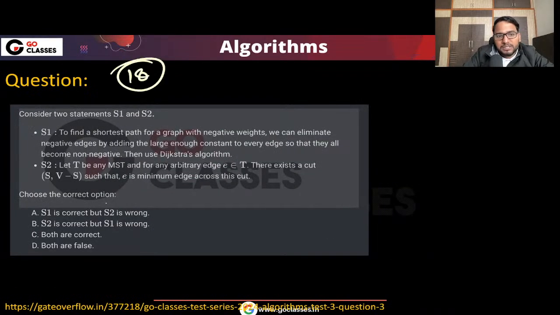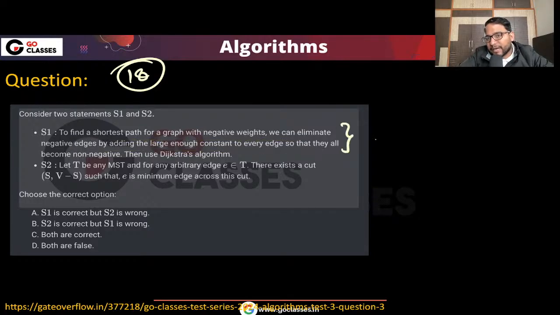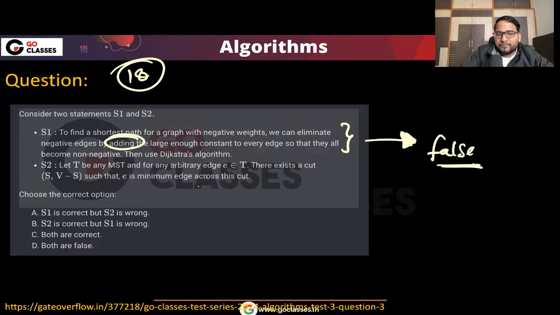Let's see this. What they are saying. To find the shortest path for a graph with negative weights, we can eliminate negative edges by adding a large enough constant to every edge. Okay, so they are saying that if there is some negative edge, then you can add and then you can find the shortest path. So we have seen that addition may change the shortest path itself, right? So that's why it is false, right? Because addition may change the shortest path itself.